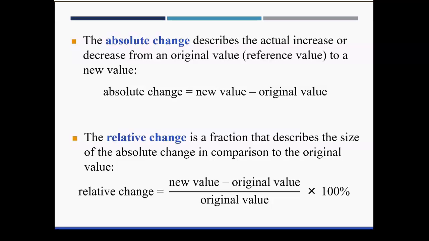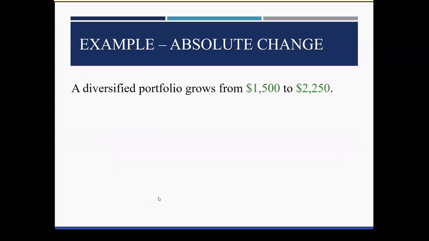Relative change represents the percent that it changed by. So it's still the new value minus the old value, just like it is for absolute. But now you're going to divide it by the original, or the old, and then that will take you to percent form when you multiply by 100. So they'll be the same change, but one is in a number form and one is in a percentage form. So let's take a look at some examples, and hopefully that will clarify all of this if you're confused.